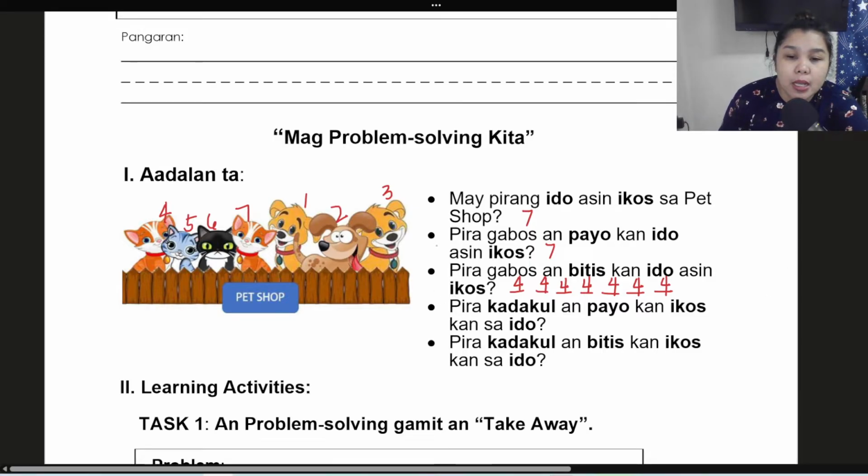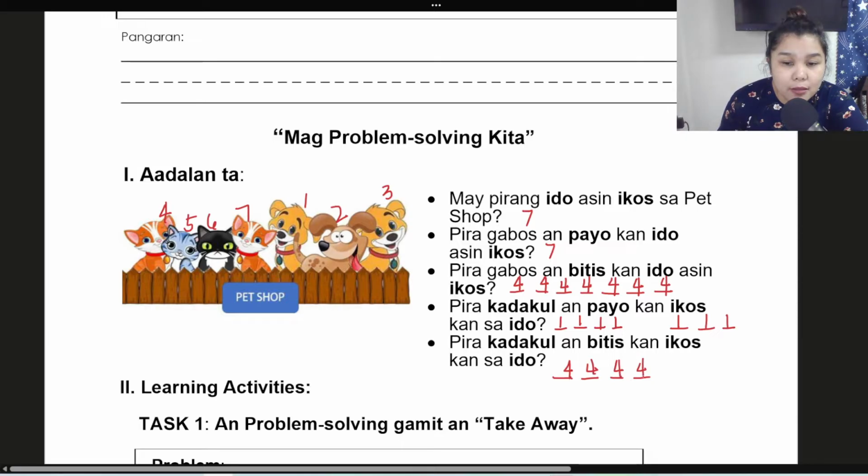So, piraan sa ikos. So, we have four cats. So, one na head for each cat. And we also have the dogs. Tatlong dogs. Isang head para sa bawat dog. So that is how you can answer this question. But for this time, we are referring to the number of feet. So these are the cats.